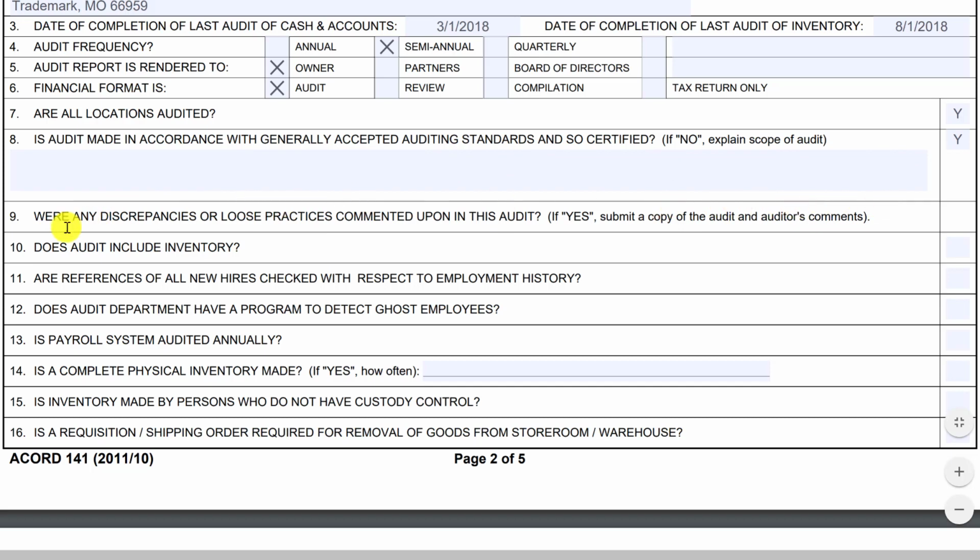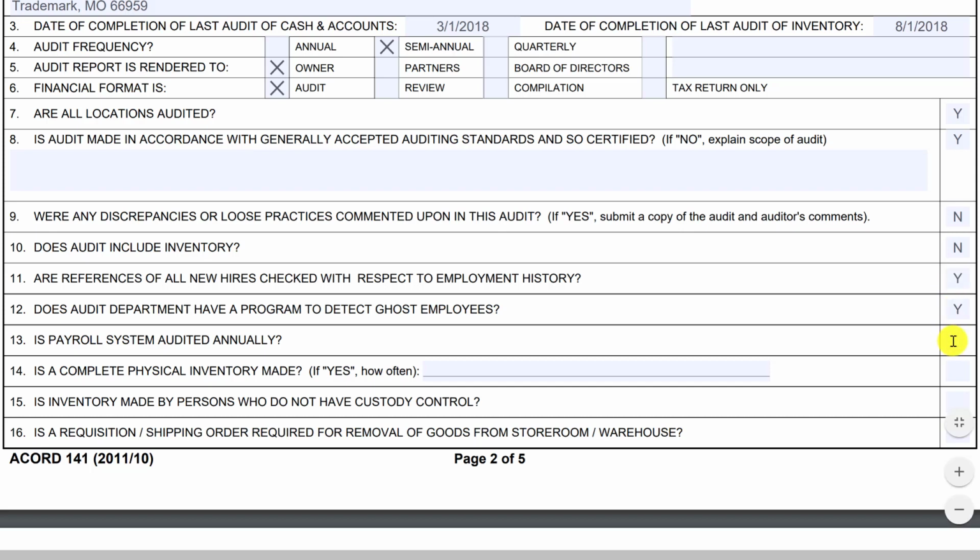Okay, let's see here. Are there discrepancies or loose practices? Hopefully that is a no. That's a big no, hopefully. Does the audit include the inventory? Sometimes it does, sometimes it doesn't. In this case, I'm going to put no, and it is because they do a separate inventory. Okay. Yes, we check references.